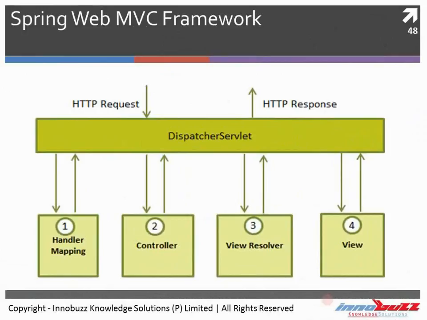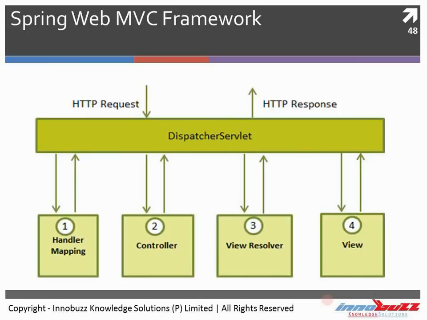So this is the flow design for the Web MVC framework. Here the Spring Web Model View Controller framework is designed around a dispatcher servlet that handles all the HTTP requests and responses. The request processing workflow of the Spring Web MVC dispatcher servlet is as shown in the diagram. Here is the sequence of events which happen when an incoming HTTP request comes to the dispatcher servlet, which is acting as a controller in the Spring Web MVC framework.